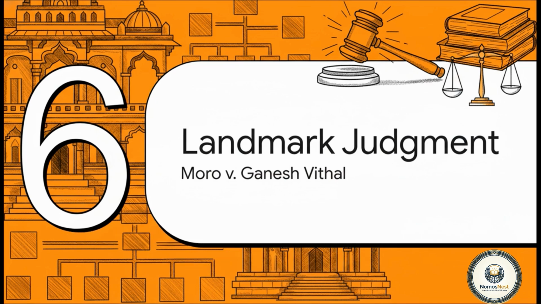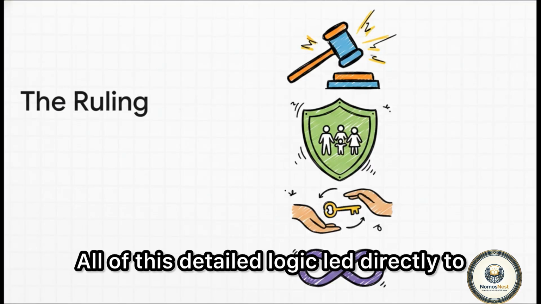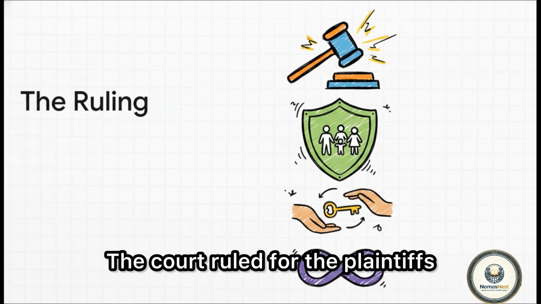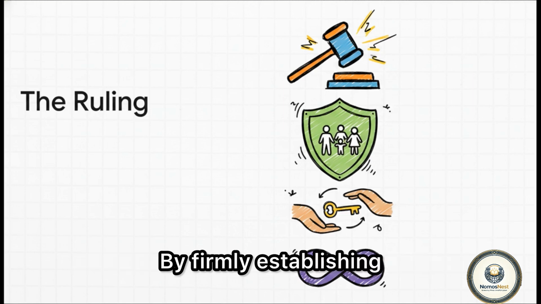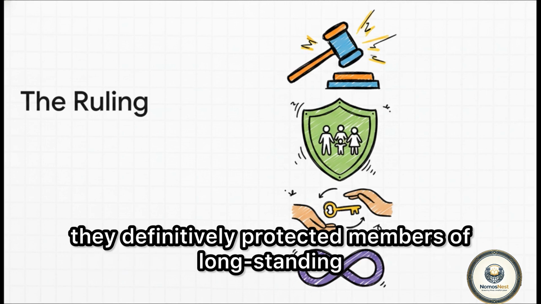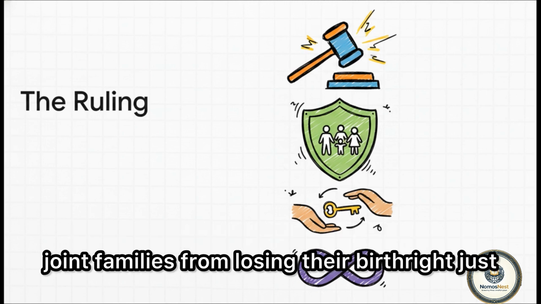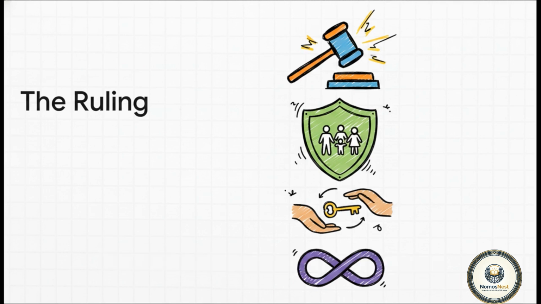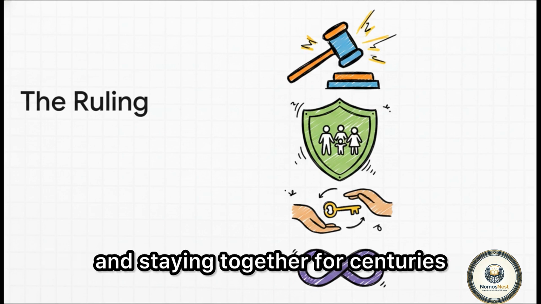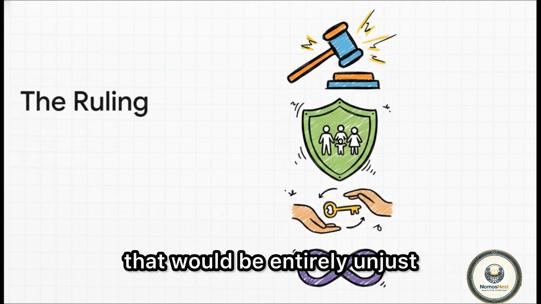Moro Vishwanath v. Ganesh Vithal. All of this detailed logic led directly to a monumental decision. The court ruled for the plaintiffs. By firmly establishing that the rule counts from the last owner, they definitively protected members of long-standing joint families from losing their birthright just because a lot of time had passed. The Bombay High Court recognized that penalizing a family simply for surviving and staying together for centuries would be entirely unjust.